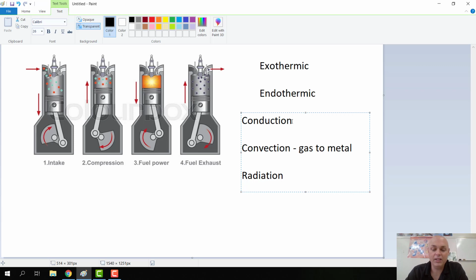Conduction: once the metal is heated, so once the cylinders around here are hot, they can transfer energy from one piece of metal to another piece of metal. And that's conduction, when it's conducted from one piece of metal to another. We don't have a good example of radiation here, but the car engine is a very good example of conduction and convection.